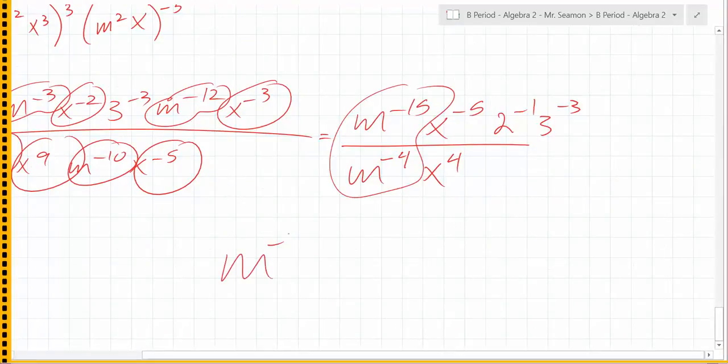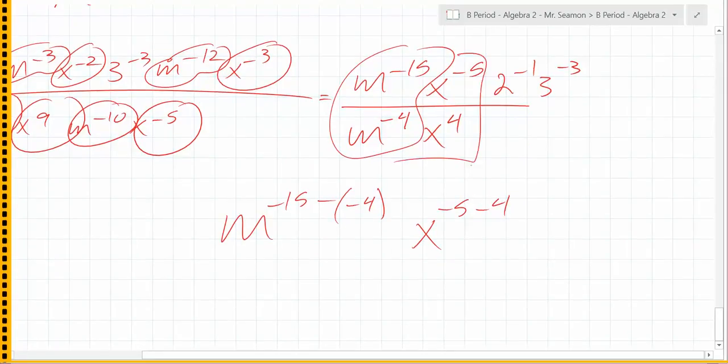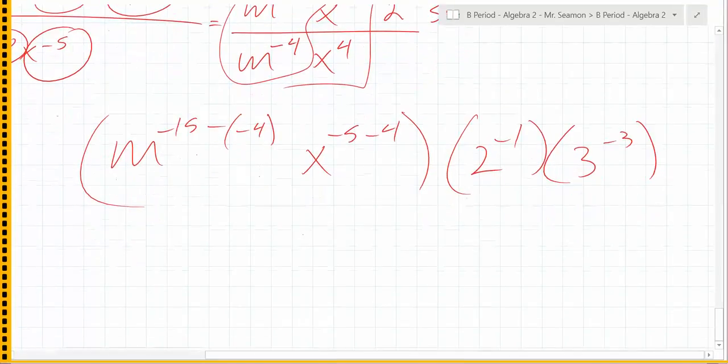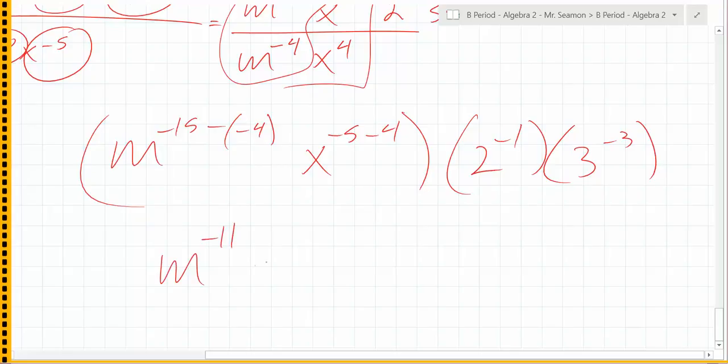That's going to be m to the negative 15 minus negative 4. Hold on, no, it's not quite. X to the negative 5th minus 4, right? We just took care of that one as well. And then what does that get multiplied by? 2 to the negative 1 and 3 to the negative 3. What is negative 15 minus negative 4? Negative 11.